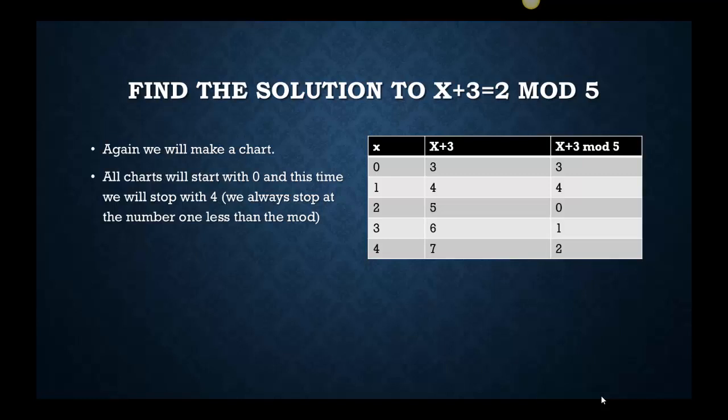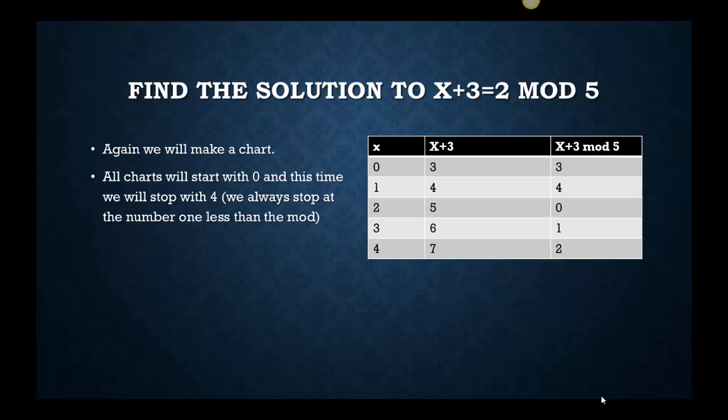So in our chart, we once again have 3 columns. We have x, then x plus 3, and then x plus 3 mod 5. So thinking about mod 5, I think, well, what can my numbers be? I'm always going to start at 0, and then I'm going to stop at 1 less than the mod. So my mod is 5, 1 less is 4. So I have 0, 1, 2, 3, and 4 this time as my x values. My expression is x plus 3, so I just want to take all of my x values and add 3.